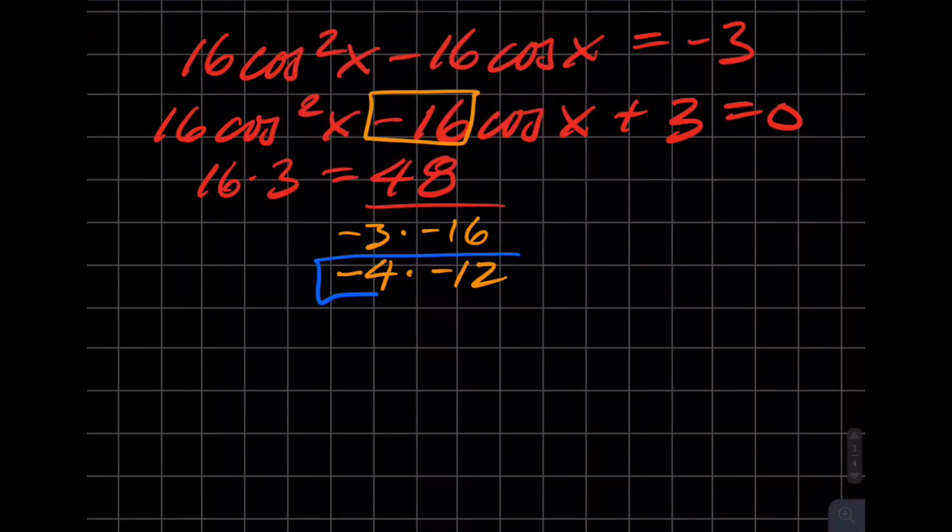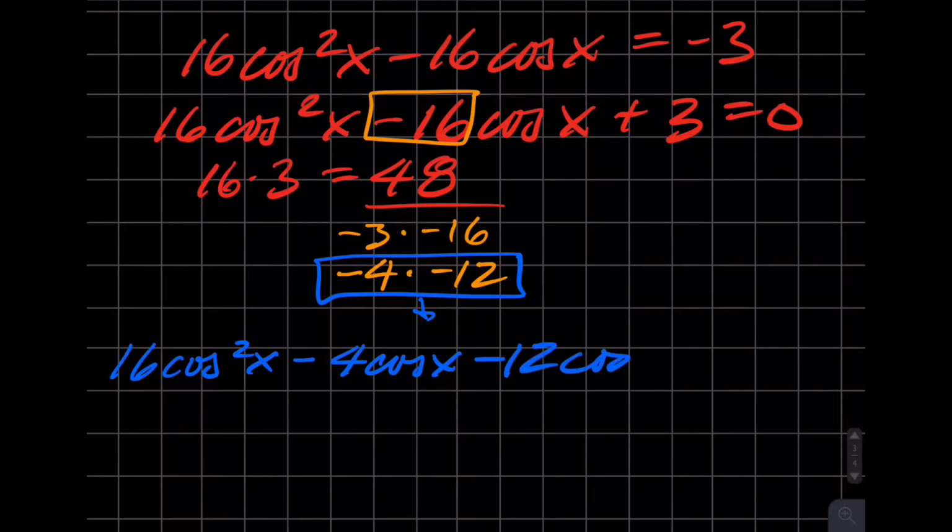So we got negative 4 times negative 12 is equal to positive 48, but negative 4 minus 12 is equal to negative 16. So again, remember this informs us how to split our middle term. So I get 16 cosine squared x minus 4 cosine x minus 12 cosine x plus 3 is equal to 0. And I'm going to group these two together, and I'm going to group these two together.